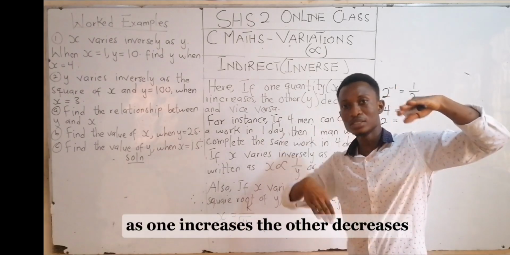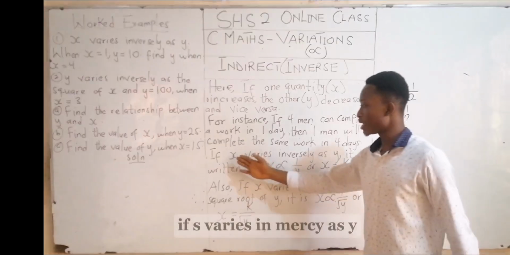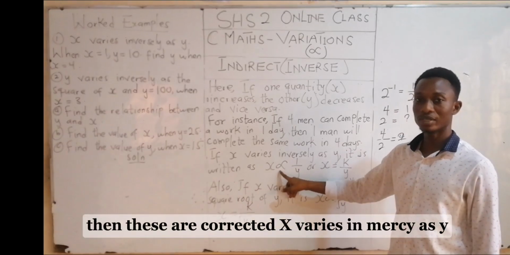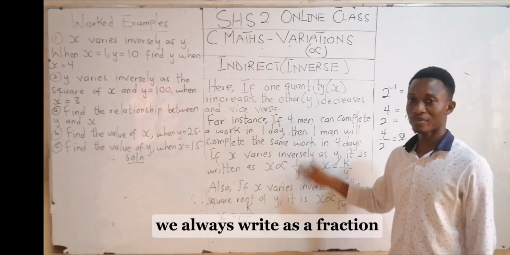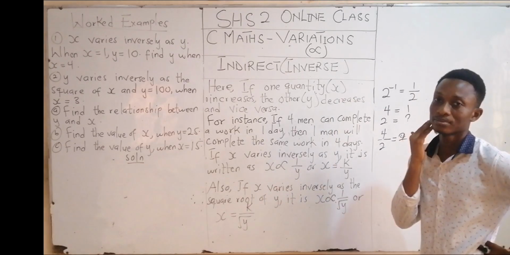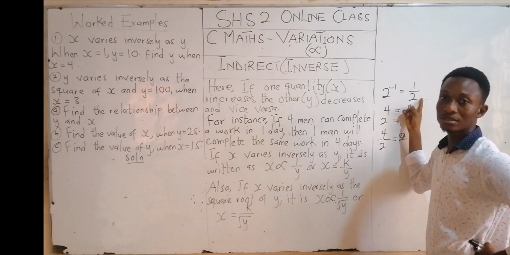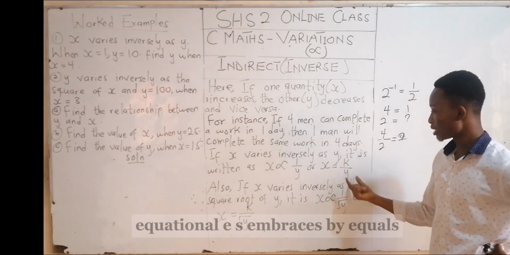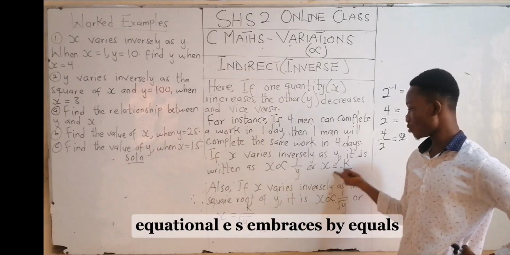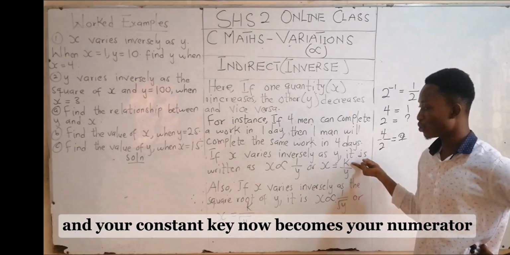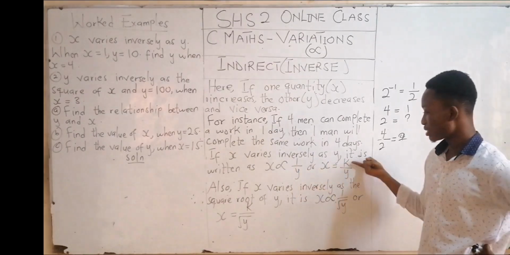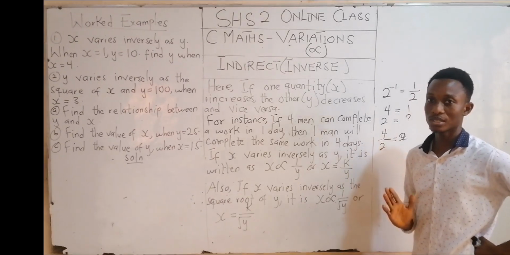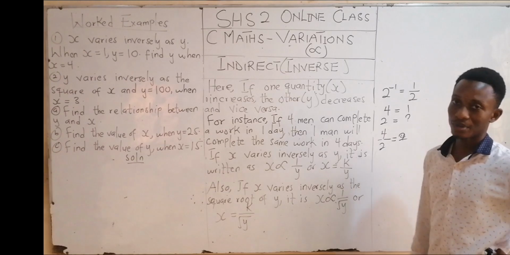As one increases, the other decreases. How do you write it? Let's say if x varies inversely as y, then this is how you write it. X varies inversely as y. We always write it as a fraction with a common numerator 1. Then you write it in equational form. Equationally, x is equal to, and your constant k now becomes your numerator instead of 1: k over y. Always it is written as a fraction, with k being the numerator and then the other quantity.